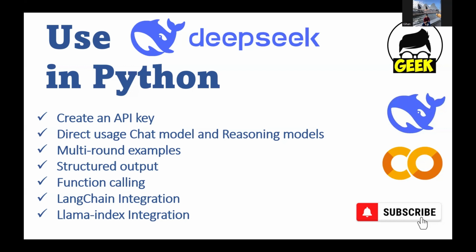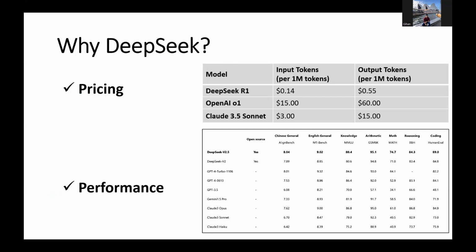We will talk about how we can create an API key from DeepSeek, and then how we can directly use DeepSeek, the chat models as well as reasoning models, and then multi-round examples, structured output, and function calling. And finally, how we can integrate this with LangChain and LlamaIndex so that it will open up many other various functionalities. All right, so before going to the tutorial, some intro.